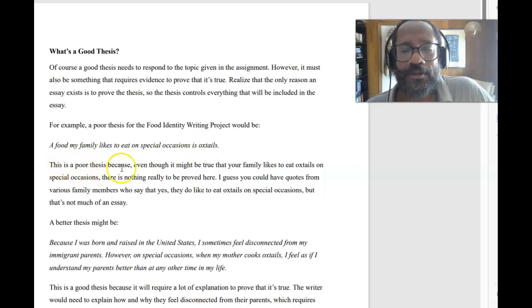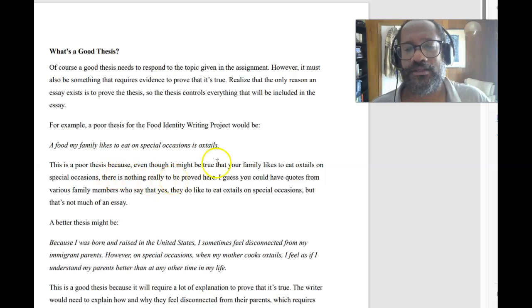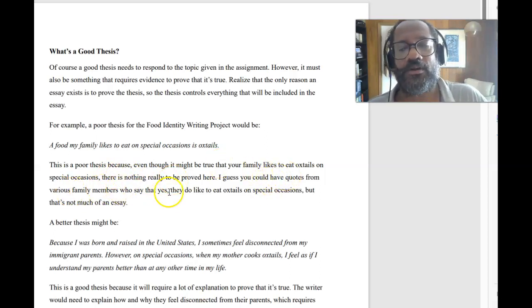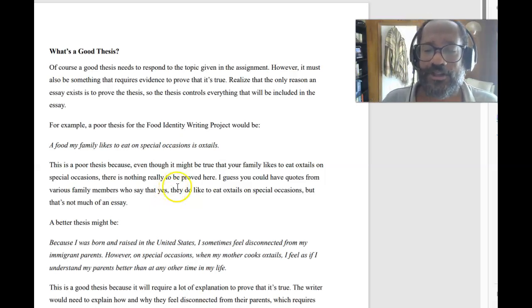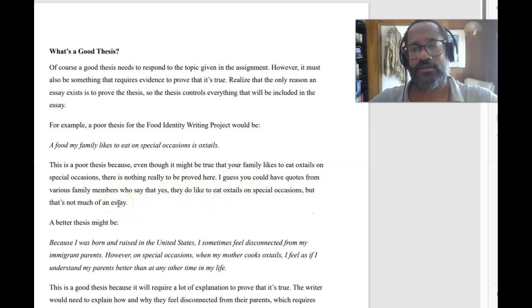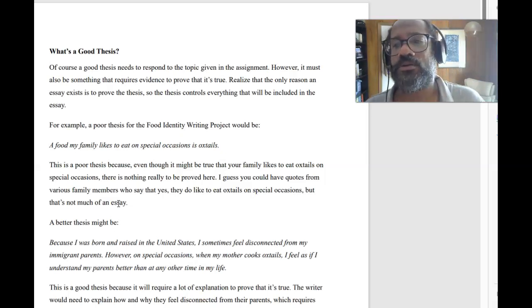I say that's a poor thesis because even though it might be true that your family likes to eat oxtails on special occasions, right? They do, right? I'm just telling you that. There's nothing to be proved here, right? I guess you could have quotes from various family members to say that yes, they do like to eat oxtails on special occasions, but that's not much of an essay, right? So just to say my family likes to eat oxtails is like, what? I don't know what to do with that. And so if you're thinking about, how am I going to write 1,000 words on this? If you've got a thesis like this, you're not going to be able to get 1,000 words out of something.